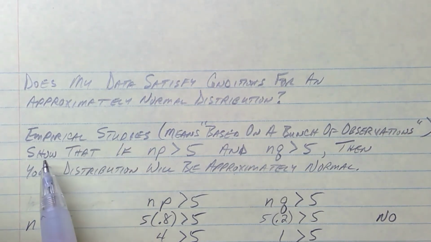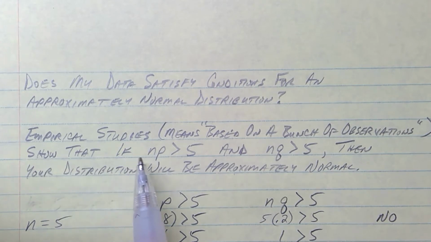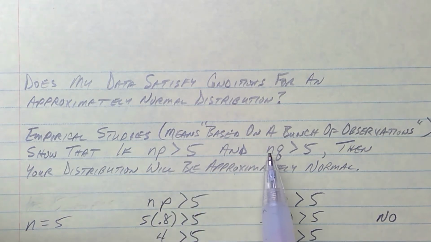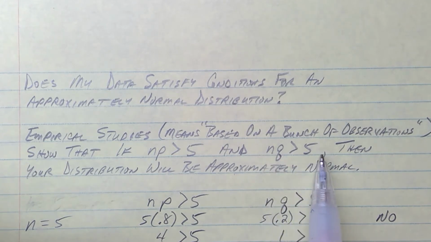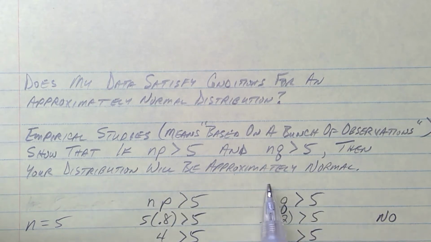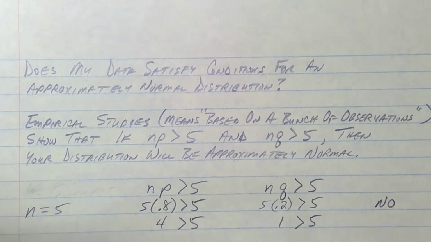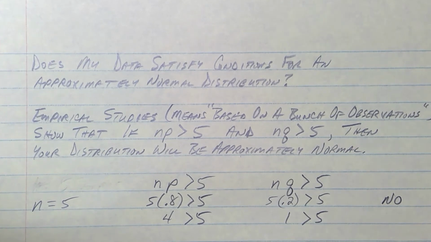So empirical studies show that if the number of samples times the proportion of success is more than 5, and the number of samples times the proportion of failure is also greater than 5, well, if both of those multiplication problems are greater than 5, then you can assume your distribution will be approximately normal. So let's test this a little bit. How do we check and see if we can expect a normal curve?